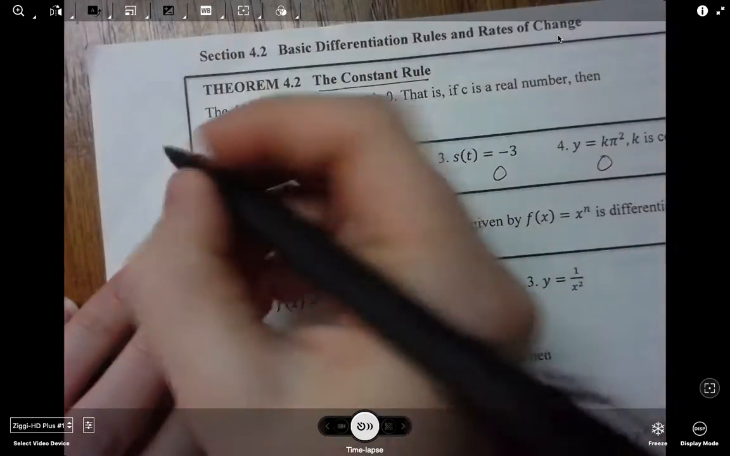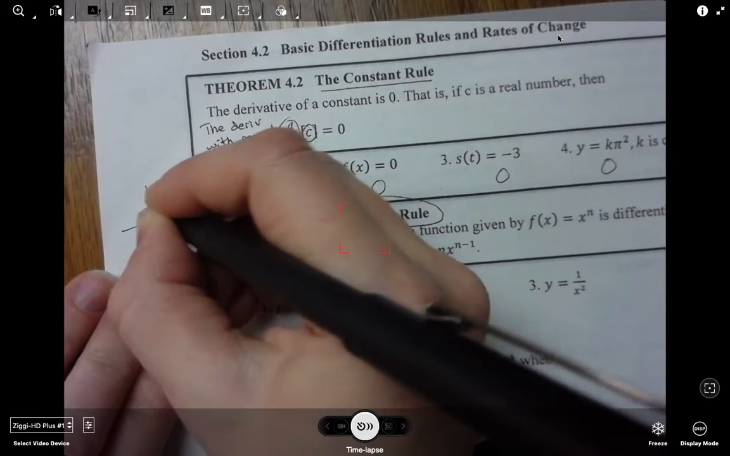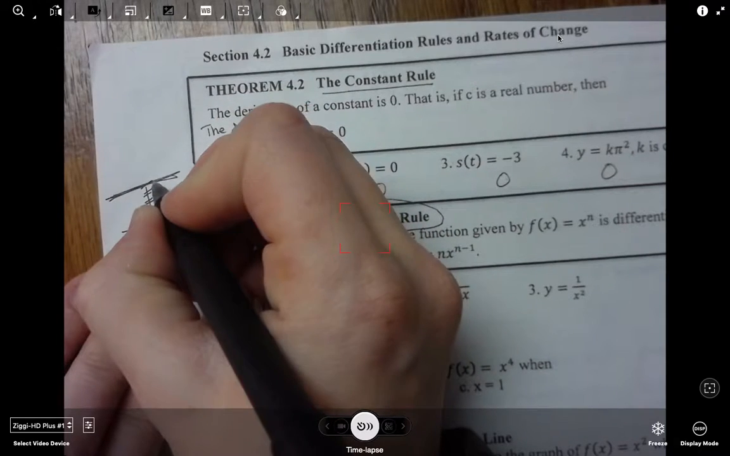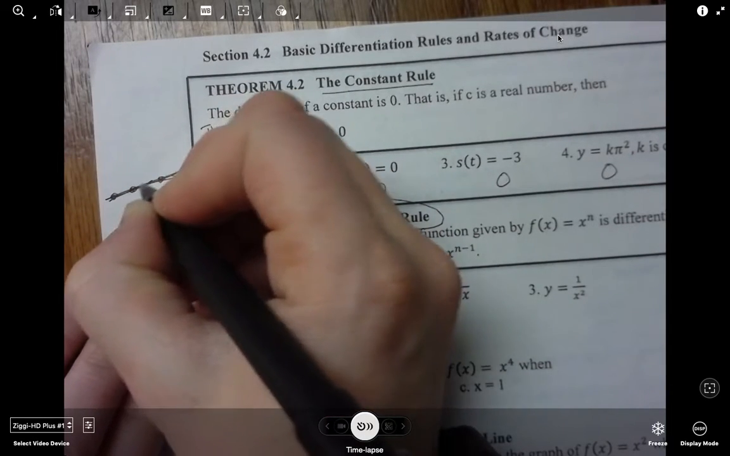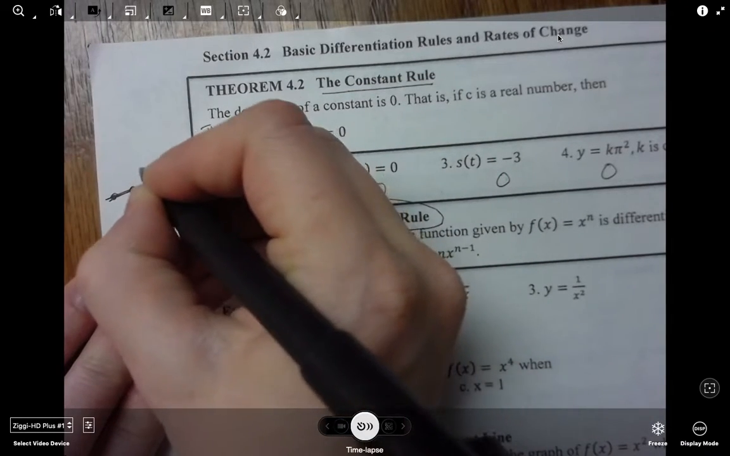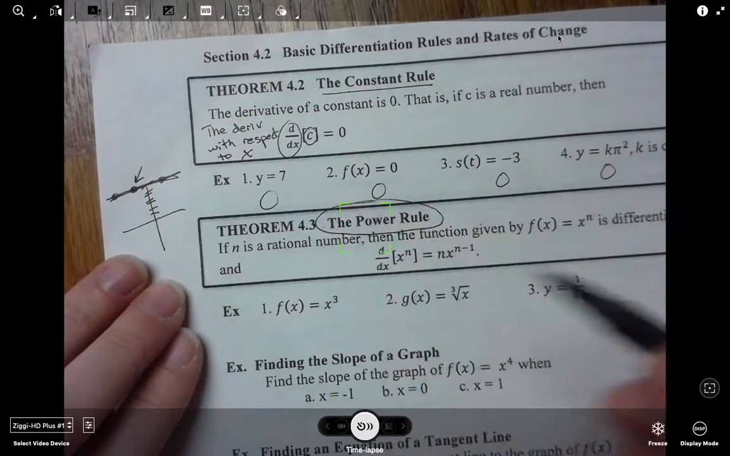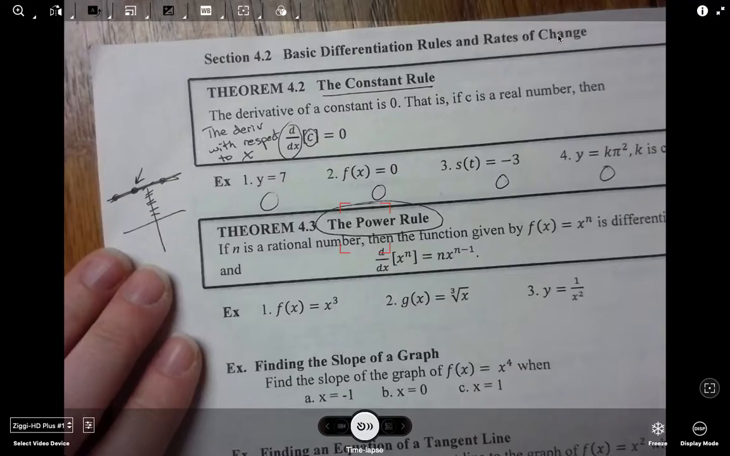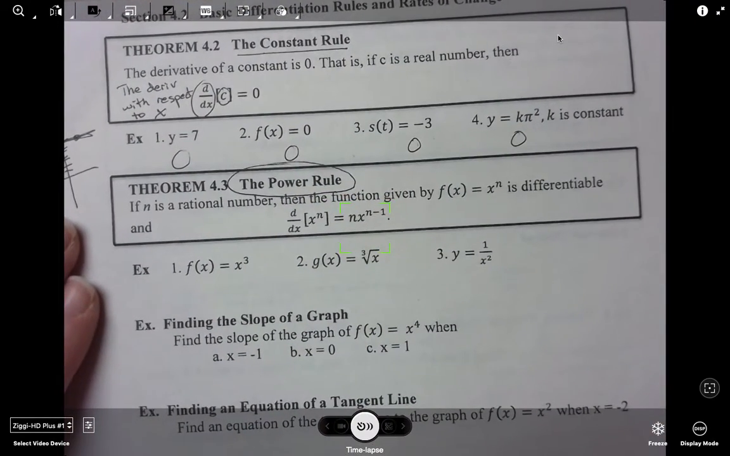Okay, and the reason why that is, if we think about y equals 7 as a line, 1, 2, 3, 4, 5, 6, 7, it is this straight line here. So if we're looking at any point on this line and looking at that instantaneous slope, the slope of the tangent line at any one of those points is going to be 0. It's going to have 0 slope because it's a horizontal line. So the slope of any constant value is 0.